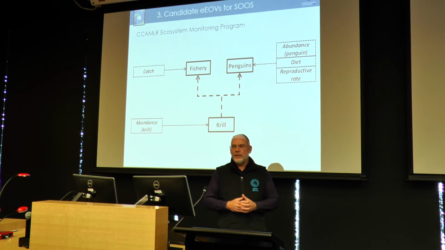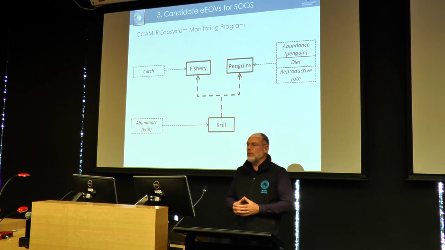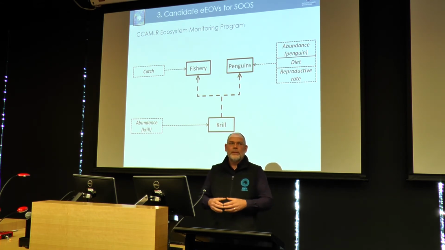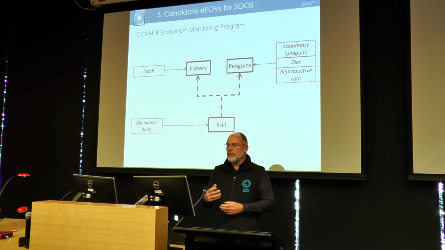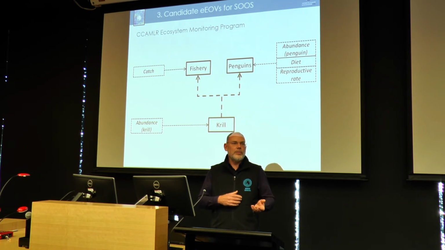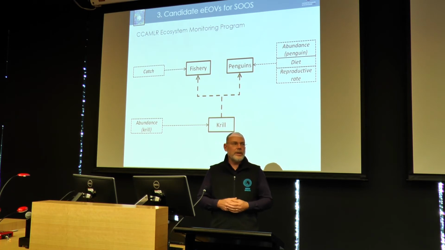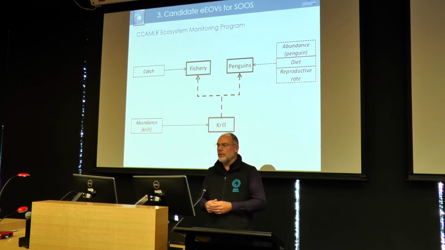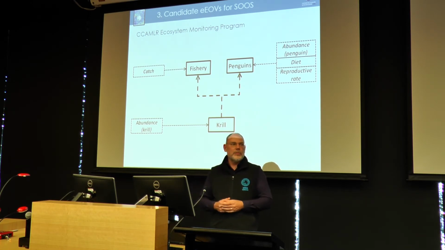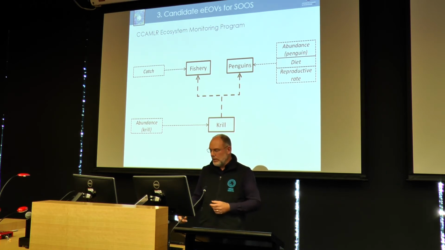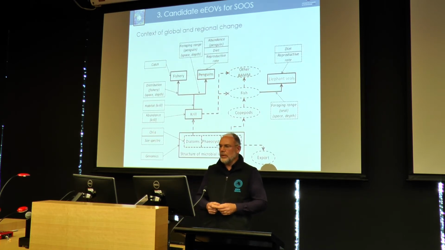So the second stage then is, well, what sort of candidates might there be for the Southern Ocean once we start to apply that framework? This is the simple system that might be applied if we're looking at the potential effects of fishing for krill on penguins. We would want to know about the abundance of krill, the catch of the fishery, and then some attributes of the performance of the penguins. We can start to tease out what those essential variables might be.